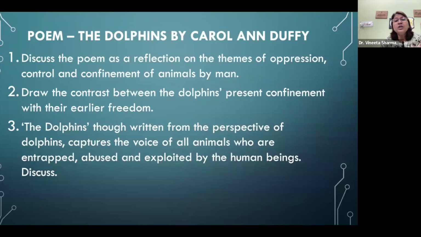All right. So here you see the first and third questions are opinion-based thematic questions because they are based on the themes. While the second question is from the text. Okay, what all has been given by the poet.